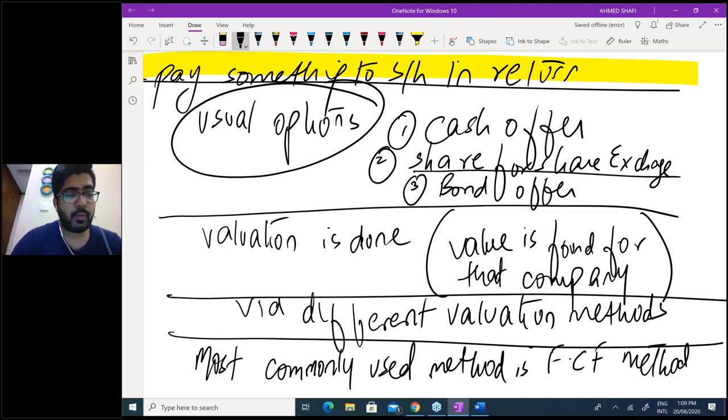So whenever I want to acquire a company, I will acquire the shares. Again, for shares I will sometimes pay cash, sometimes shares, and sometimes bonds. It entirely depends on the shareholders what they want. When I acquire any company, I will find the value of that company. Valuation is done, and the most common valuation method is called free cash flow method. Any questions up till now?